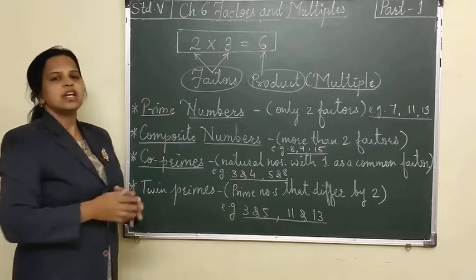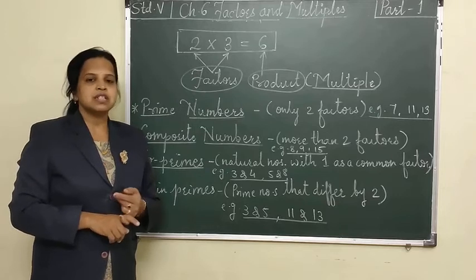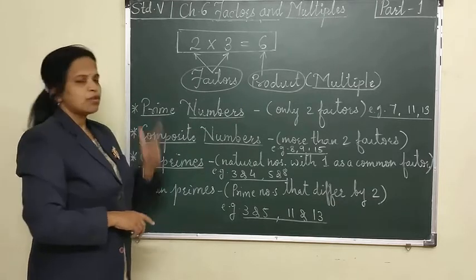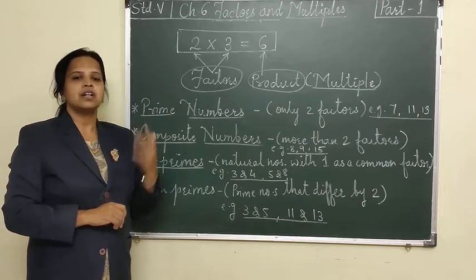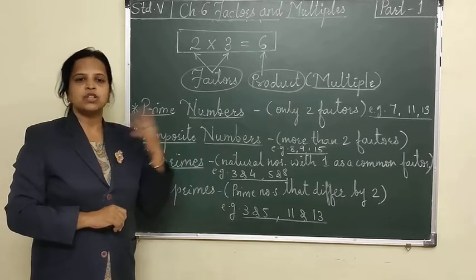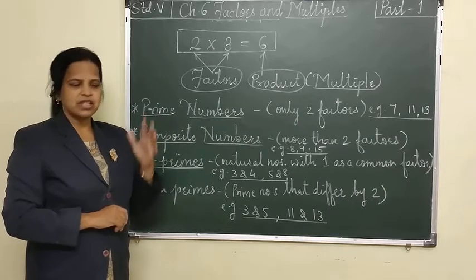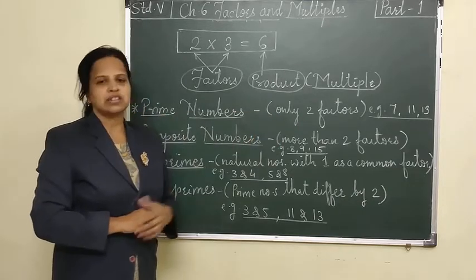Now last year we also saw what are prime numbers and composite numbers. We saw the method of the sieve of Eratosthenes. From that we understood how to find the prime numbers from 1 to 100. Here we will see what are prime numbers. We will just revise. The prime numbers have only two factors.